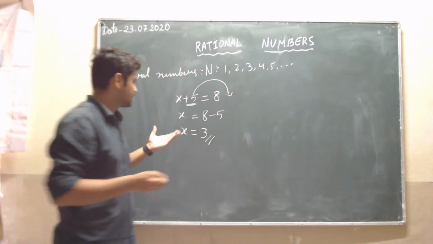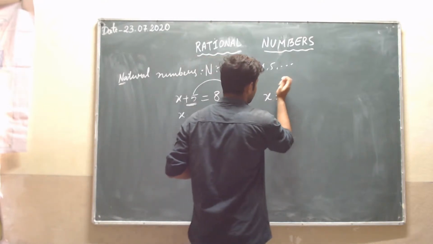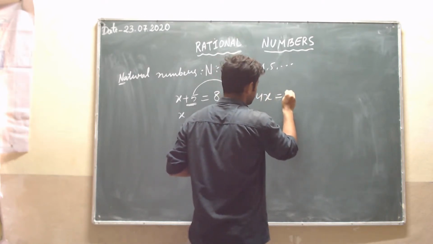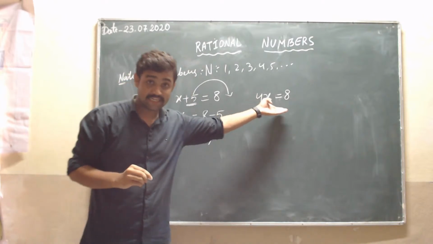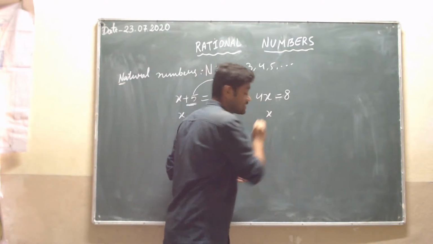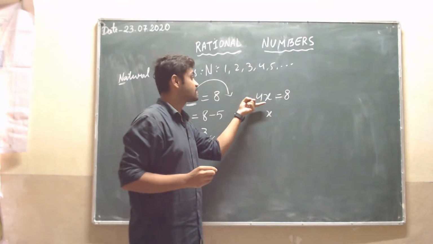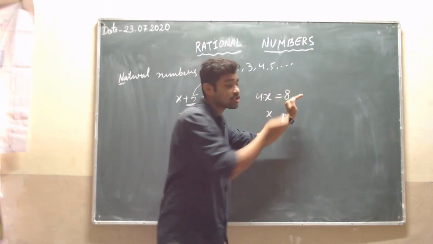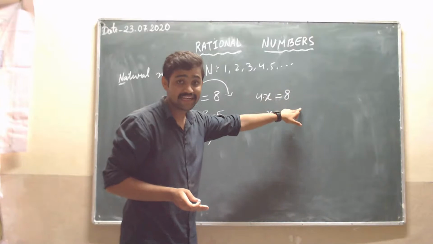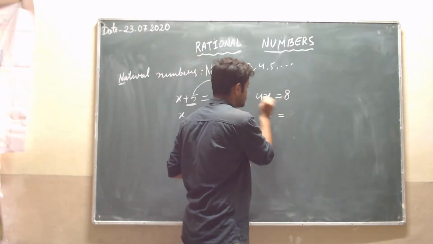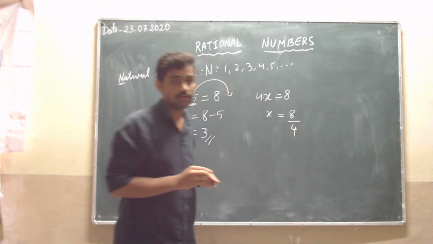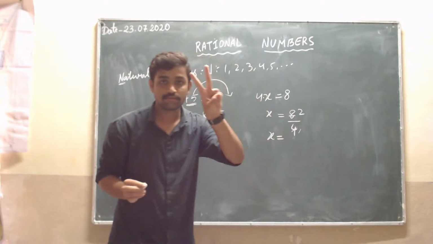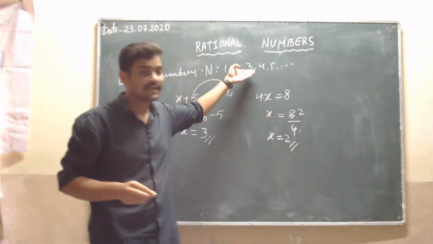Next, again one example. 4x is equal to 8. Then what is the value of x here? Here 4 is multiplied with x. When it crosses the border, it will become divide. See here, that is 8 by 4. 4 ones are 4, 4 twos are 8. Then the x value is 2. Then 2 is also a natural number.